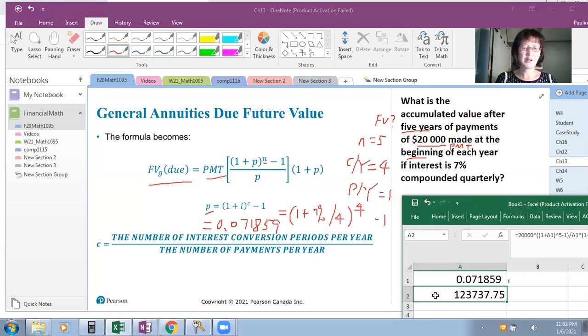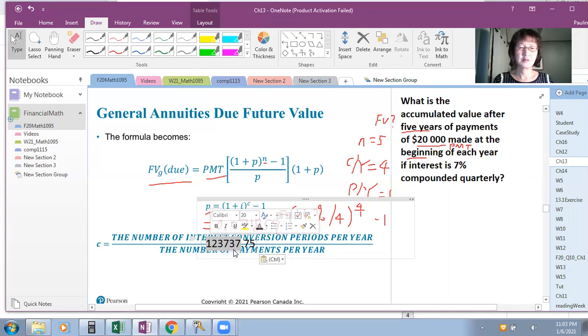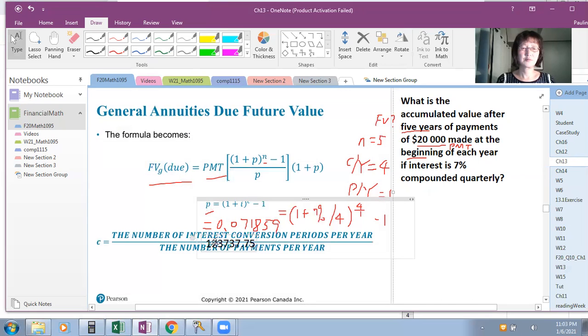I'll just copy it. This is the result. I copy it here. So this is the future value using the formula. Next, we use the calculator.